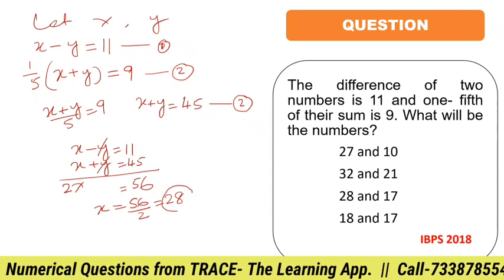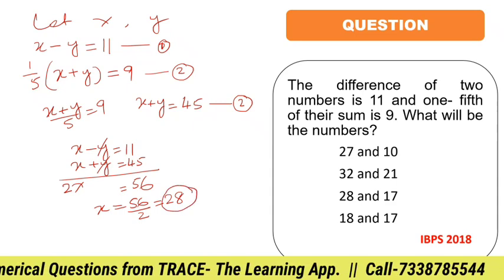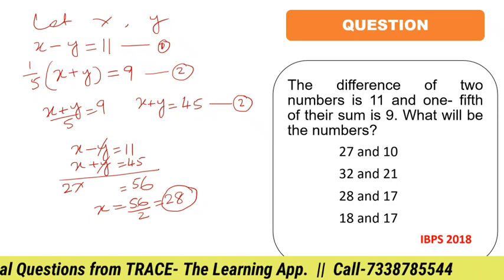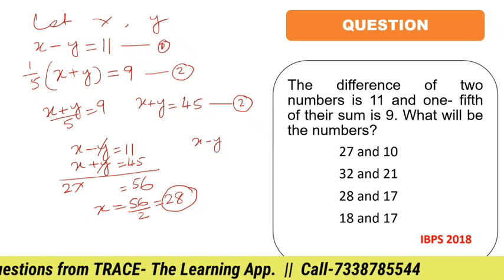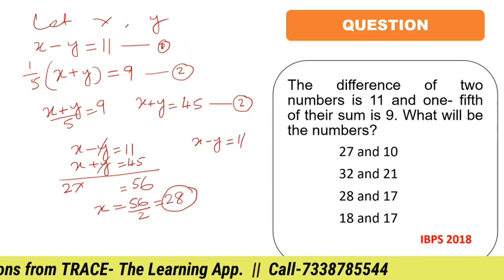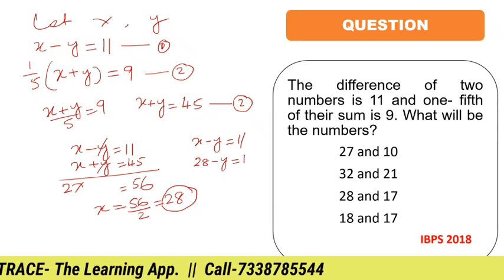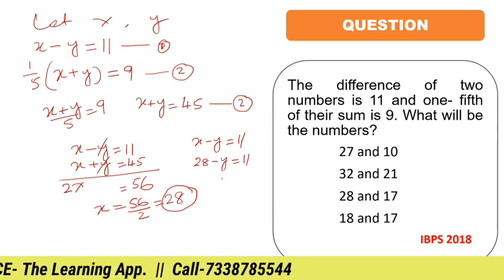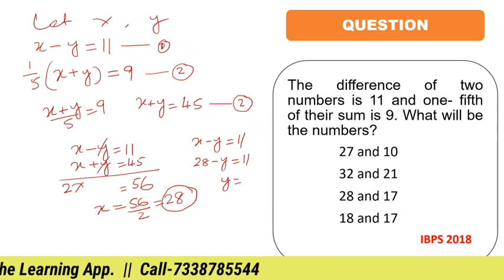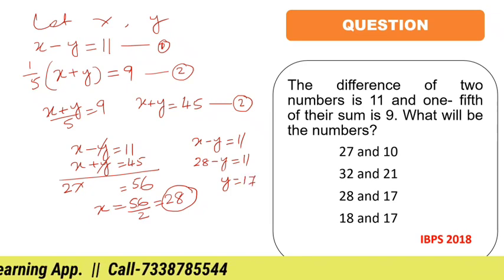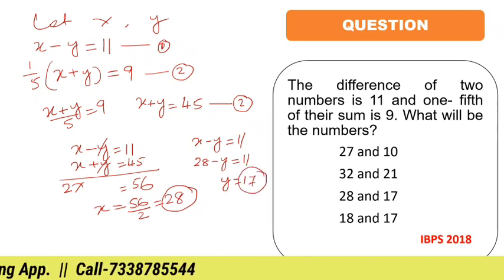Put this value of x in any one of the equations. Let us take the first equation, x minus y is equal to 11. We got x is equal to 28, that is 28 minus y is equal to 11. So obviously y will be equal to 28 minus 11, which is equal to 17. So we got the value of y also. What are the values? 28 and 17. Accordingly, from the given options, you can mark 28 and 17 as the correct option.